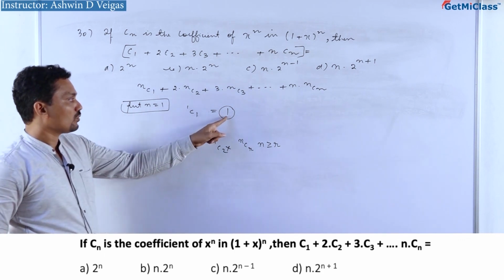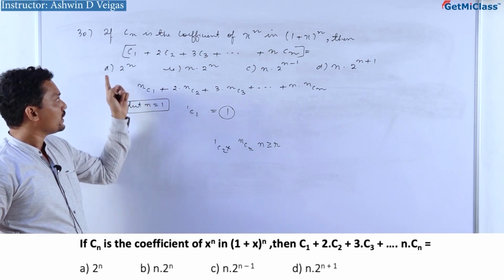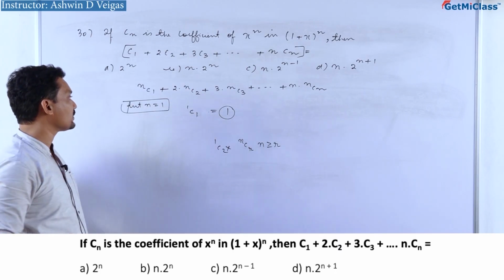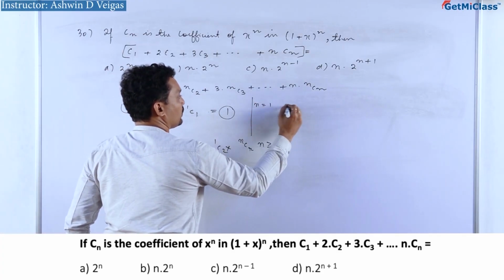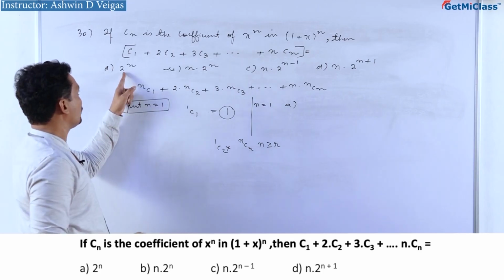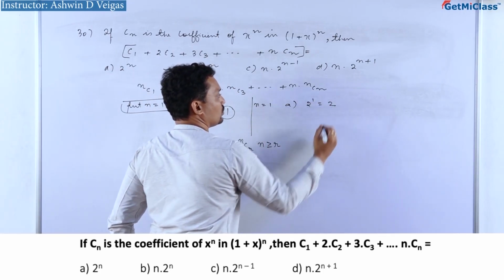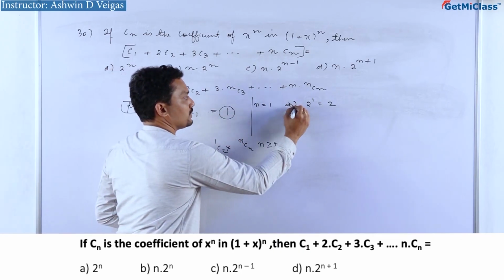Now how did we get 1? By putting n equal to 1. Now put n equal to 1 in the options and find out which option gives you 1 as the answer. If you put n equal to 1 in option A, we will get 2 power 1. Now 2 power 1 is 2, which is not matching with 1. So option A cannot be the answer.